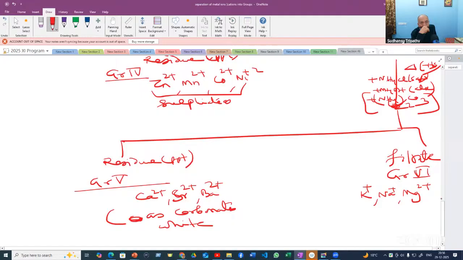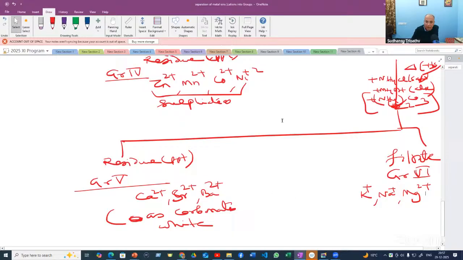So we have made 5 precipitates. Group 1 precipitate, white. Group 2 precipitate: group 2A and 2B together, we will separate them next time. Group 3 hydroxide precipitate. Group 2 sulfide precipitate in acidic medium. Group 3 hydroxide precipitate. And group 4, that is again a sulfide precipitate. And group 5 carbonate precipitate. And the rest of the solution is group 6: sodium, potassium, magnesium.